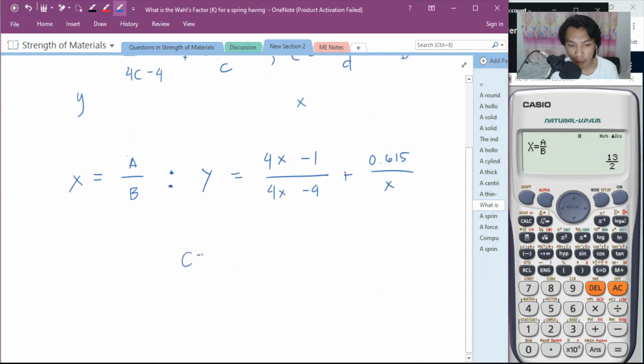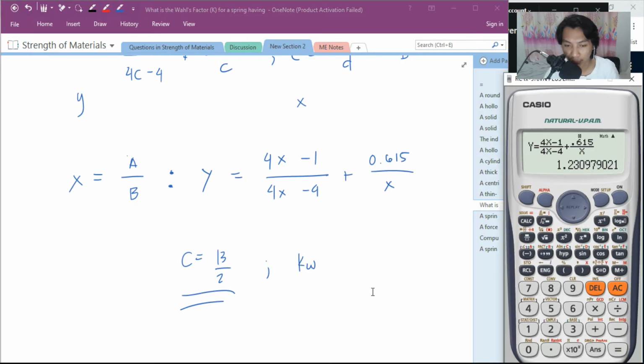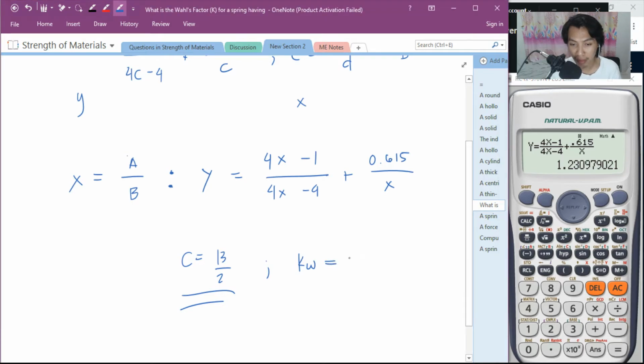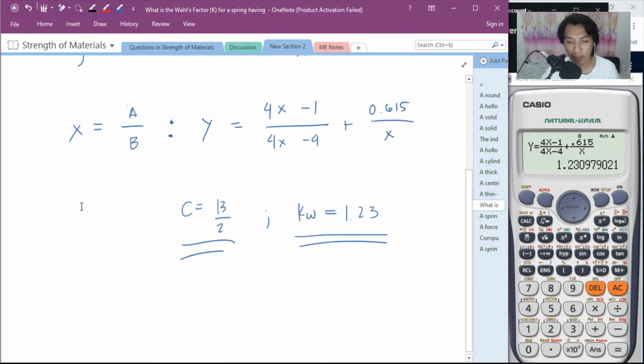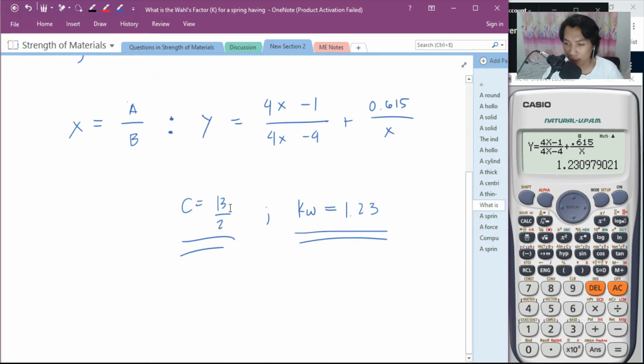So, the value for your spring index, letter C, is equal to 13 over 2. That is the spring index. How about the value for your wall factor? Press equals again: 1.23. Right? Basic! That is the board type of solution. But you will show that when we get to the topics. That is for problem number 11.